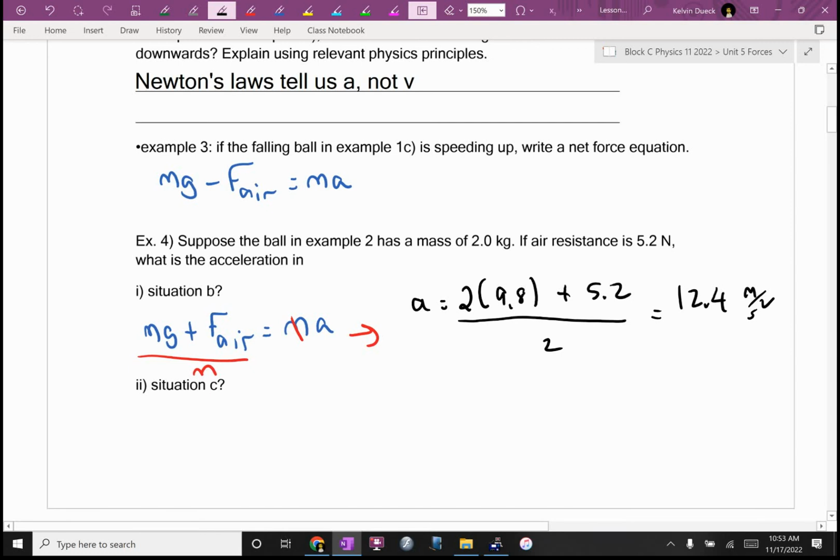Adam, what about in situation C? What's my equation? Which way are we accelerating in situation C? Who's winning? Same answer. Give me my equation. F air is pointing downwards in situation C? Here. It'll be that. Okay?